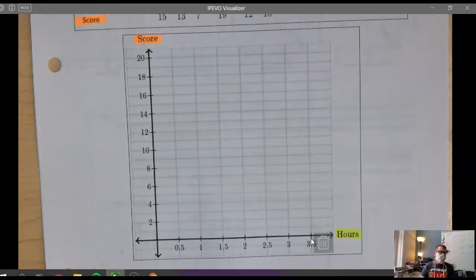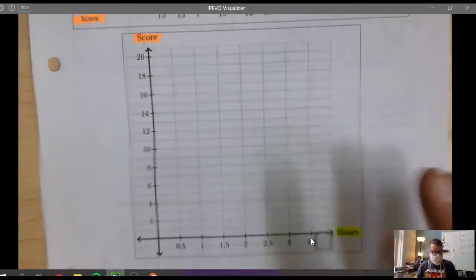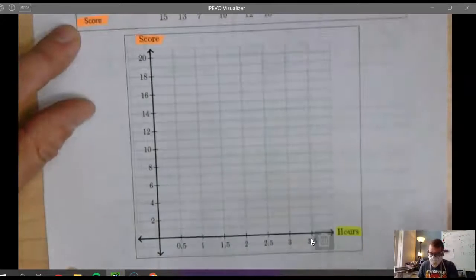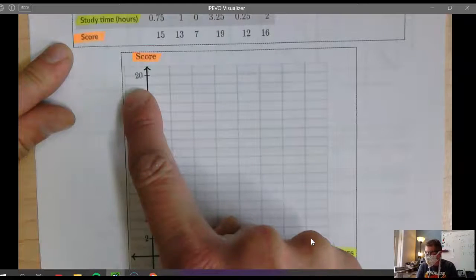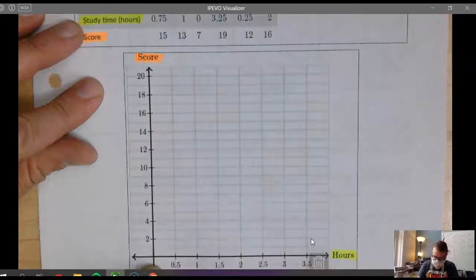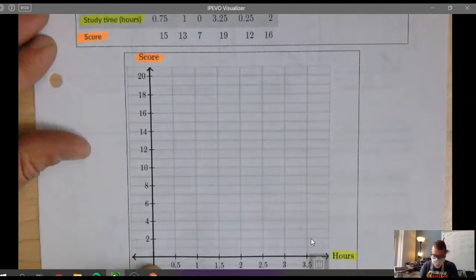Because what we're technically doing is modeling two-way data. Our data goes two ways, time and score, right? So let's put these points on here. And then score. Our highest score just goes to 19. Barely go past that. Go to 20 and break apart your boxes to choose the best scale.